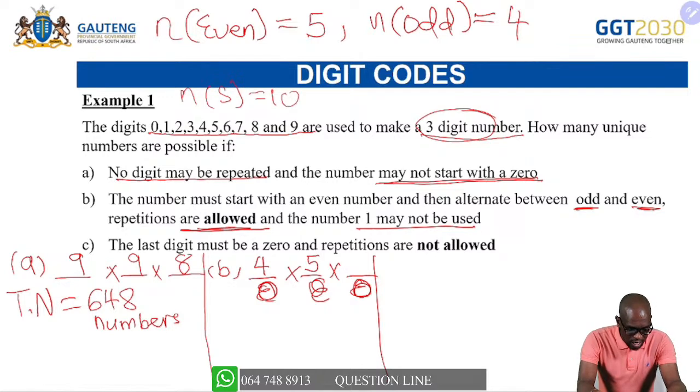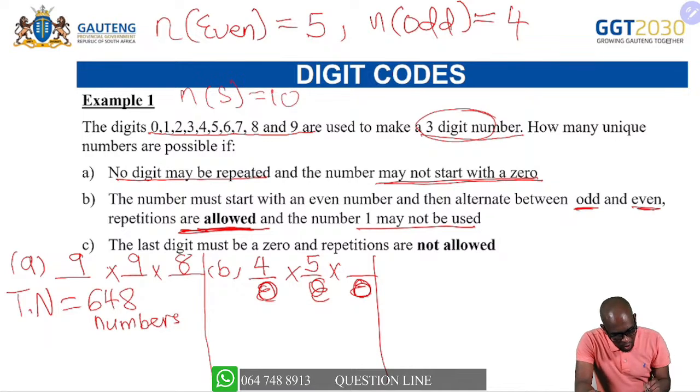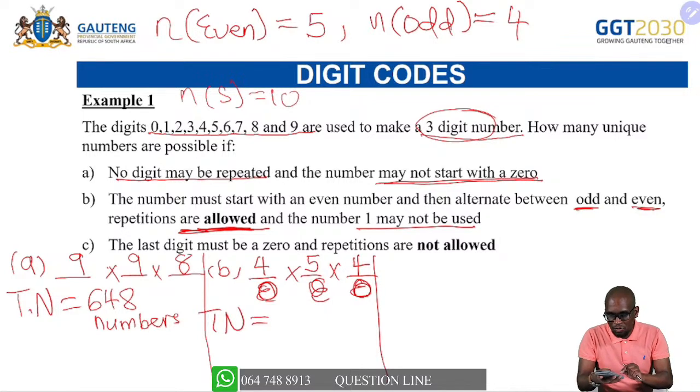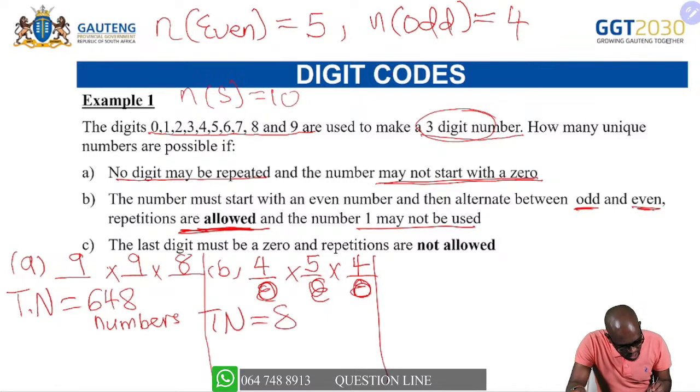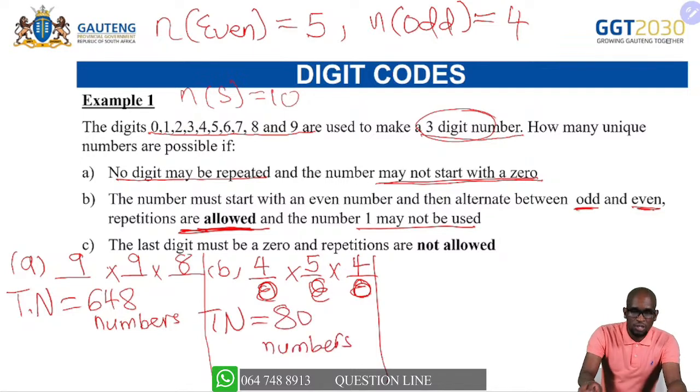Now when it comes to the last position, I want to use odd digits again. Remember, I had 4 odd digits. I've used 1 in the leading position. However, since repetitions are allowed, I can still use that particular number which I used in the leading position. So I still have those 4 digits. Now to calculate the total number that should be formed here, I'll have 4 times 5 times 4. This gives me 80 numbers. So I can have 80 unique numbers.